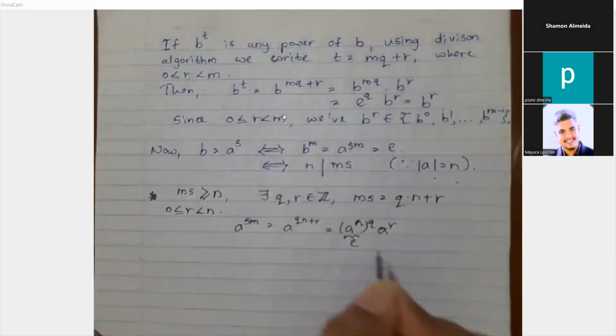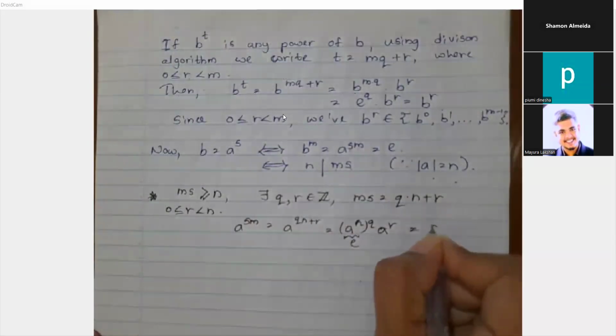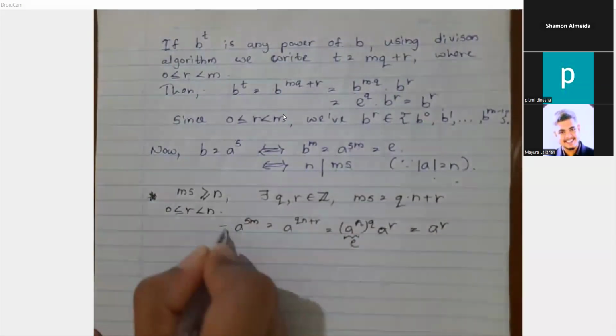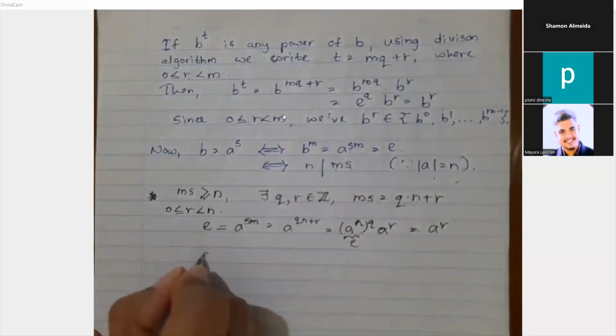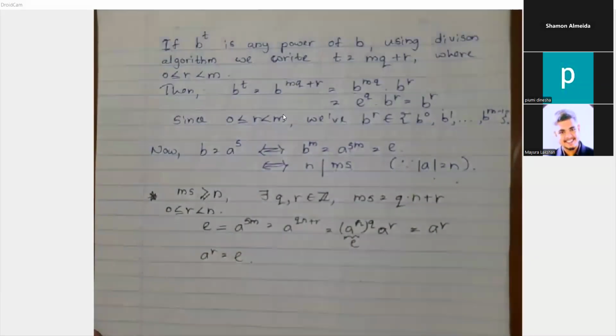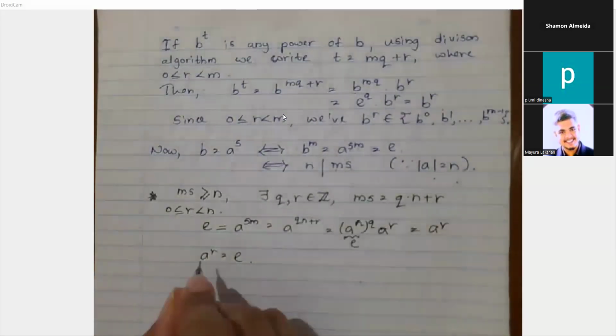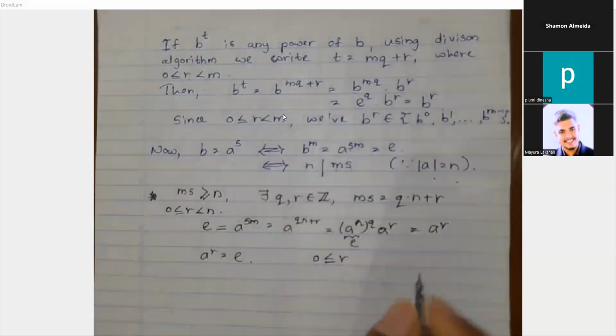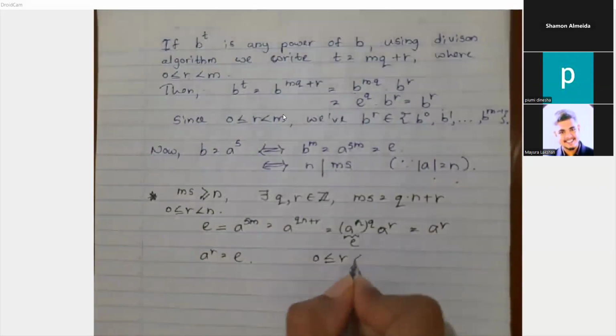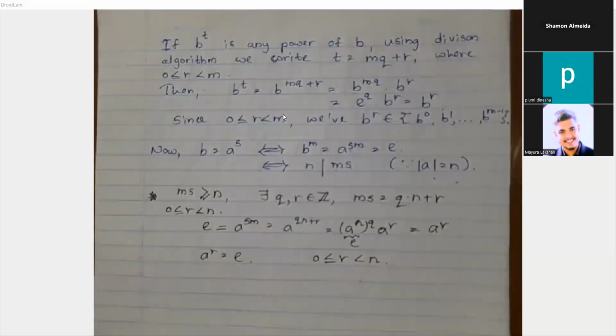Now this is the identity, therefore this ends up being a^r. But because we know that a to the power of ms is the identity, now we have a^r to be the identity, right? A to the power of r to be the identity. And r is a non-negative number which is less than n. What is the only possibility for r? It has to be 0.